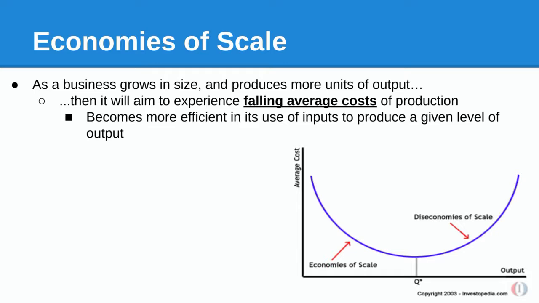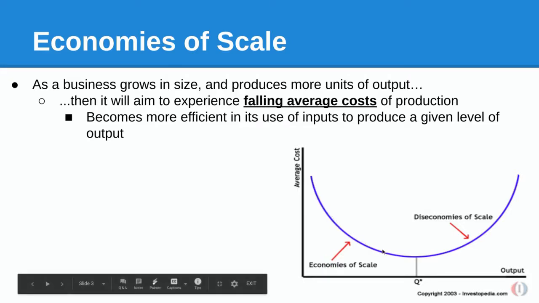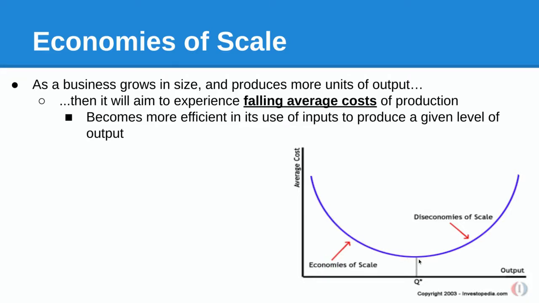Economies of scale. As a business grows in size and produces more units of output, it will aim to experience falling average costs of production. It becomes more efficient as it uses inputs to produce a given level of outputs. For example, if you're a one-off production, you're just making one of the items, it's going to be very expensive. But as you make more and more of the items, it gets cheaper because of economies of scale, until you find that sweet spot where you're able to produce enough of your product at a good price.